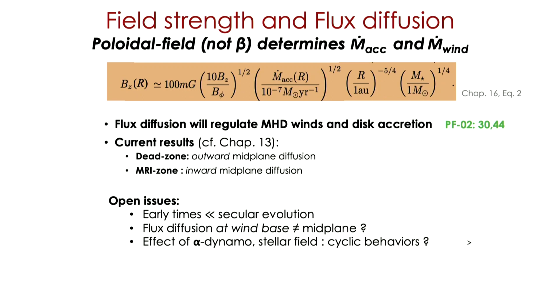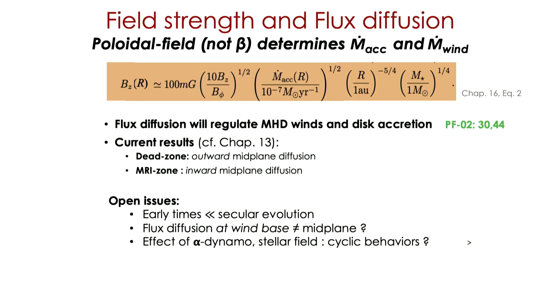But then the question is what happens later on. So the flux diffusion is really, as Mario said, a very crucial question, because that is going to regulate the MHD disk winds and how much accretion you get. And the current results that Mario showed was that in the dead zone, there seems to be an outward diffusion in the midplane, whereas in the MRI zone, it's inward midplane diffusion. But there are many open questions still to address, like, these are still early times.